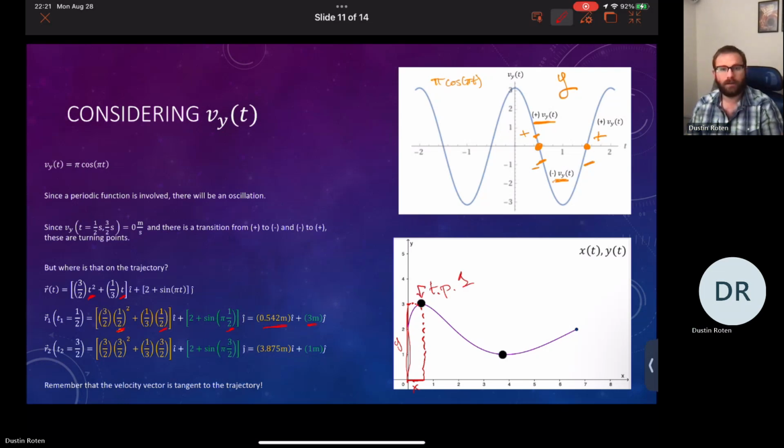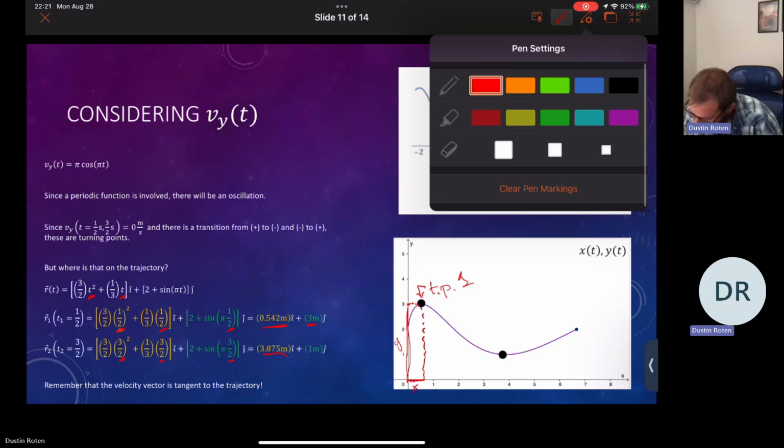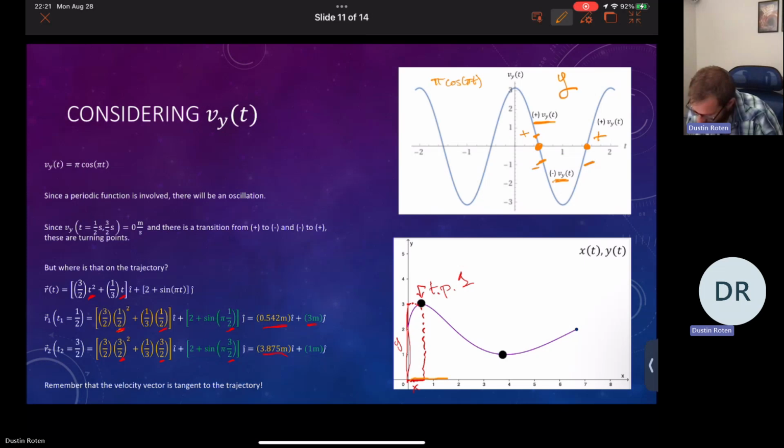Now I can do the same thing with my second turning point, which is 3/2 seconds or 1.5 seconds. I'm going to plug in my time and simplify the x direction and the y direction. So here it looks like almost 4. Let me switch colors here. So almost 4 is my x piece, and then I'm going up 1 meter. Here's my y piece.